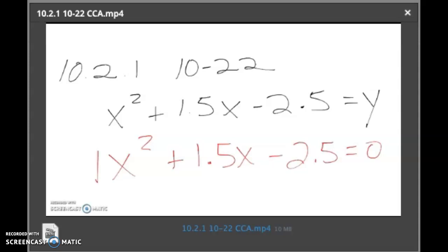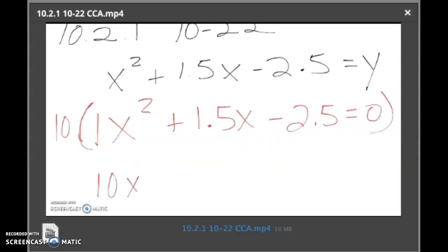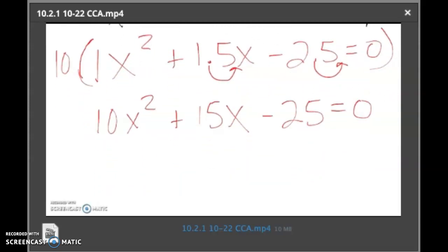And so then I'll have whole numbers that I can work with. Remember, there's a 1 in front of that x squared. So I'm going to multiply everything by 10. When I do that, that gives me 10x squared. When I multiply 1.5 times 10, that just moves my decimal over one place, so I get 15x. And multiplying by 10 here moves my decimal over one place, so I get minus 25. And then 0 times 10 is just 0. Now that I have nice whole numbers, I can factor it.